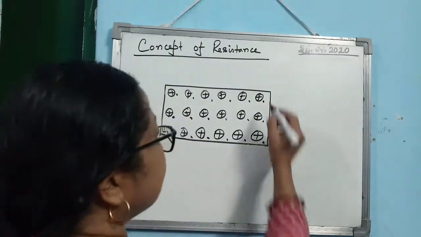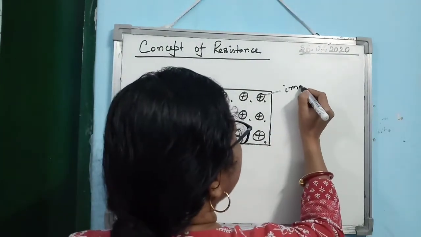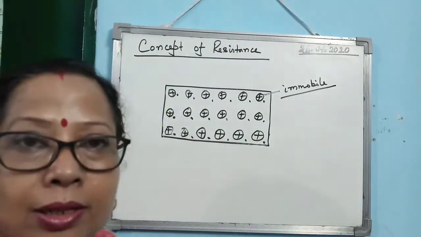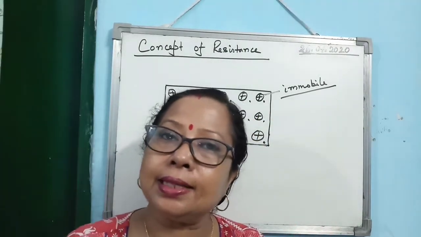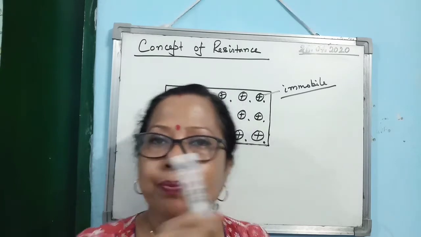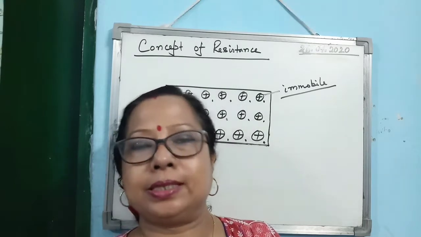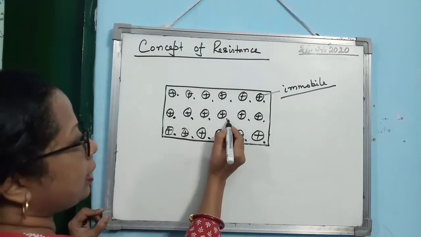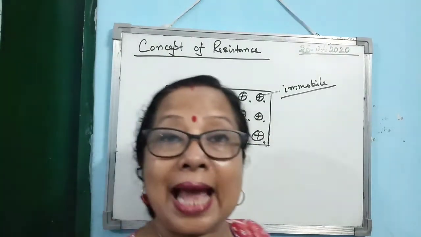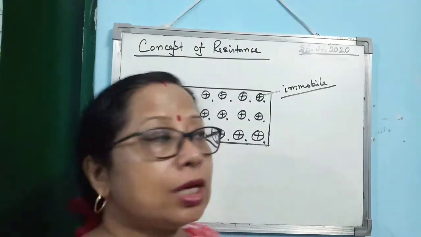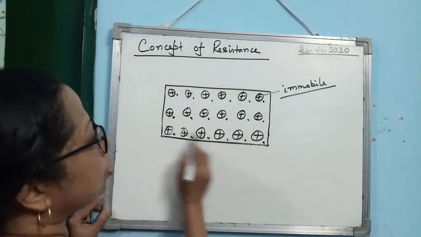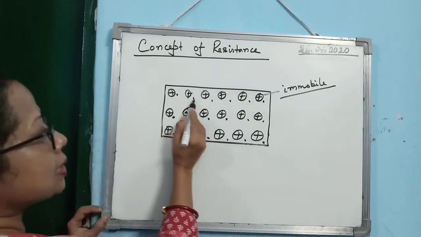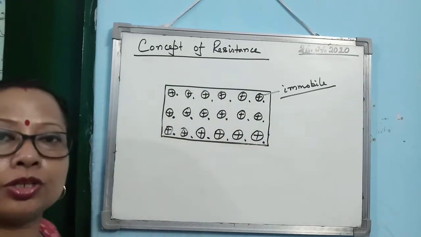What I said? They are immobile. Immobile means they cannot move from their position. They will stay in their own position and vibrate about their main position. But electrons are very naughty, just like you. They cannot sit at one place. So what will these electrons do? Electrons will roam within the conductor. So these electrons are the free electrons.